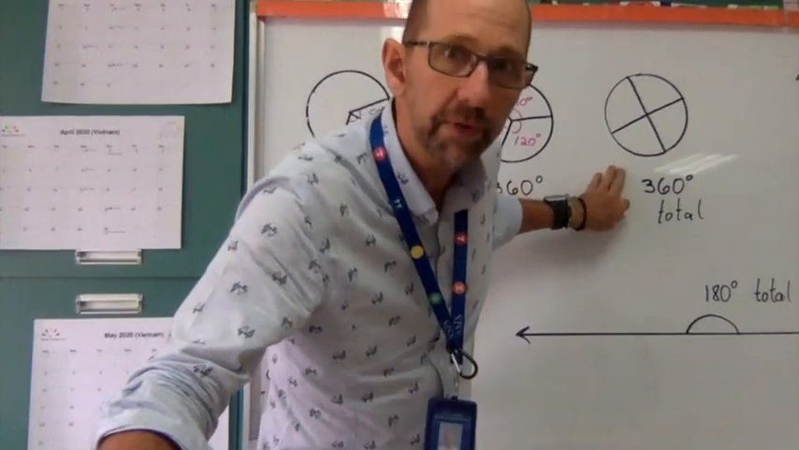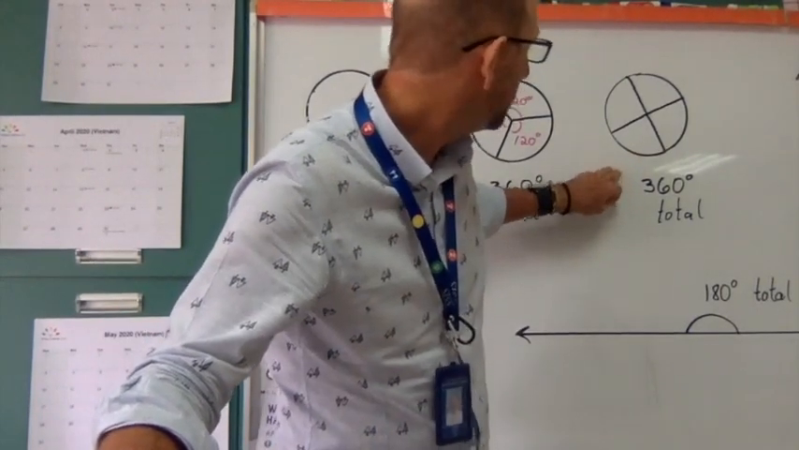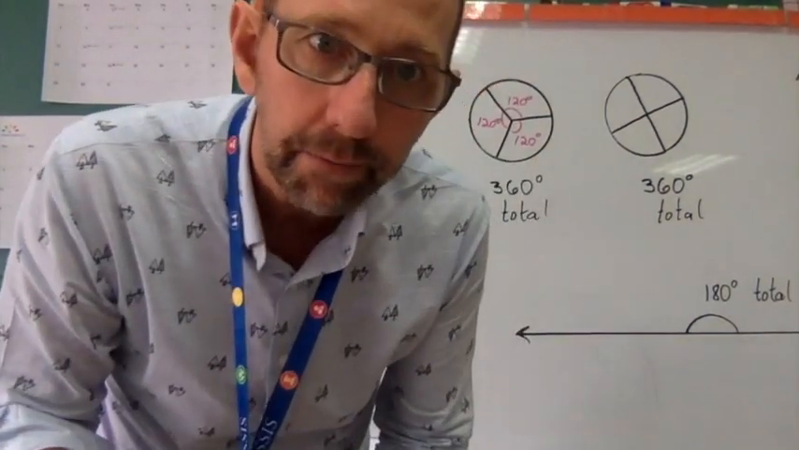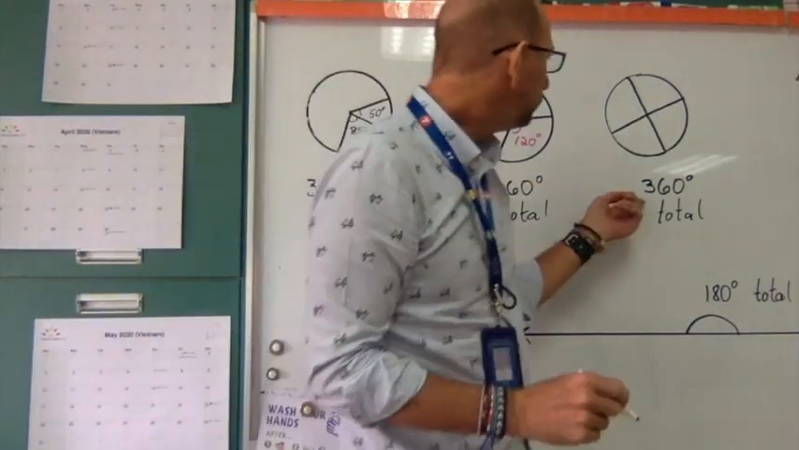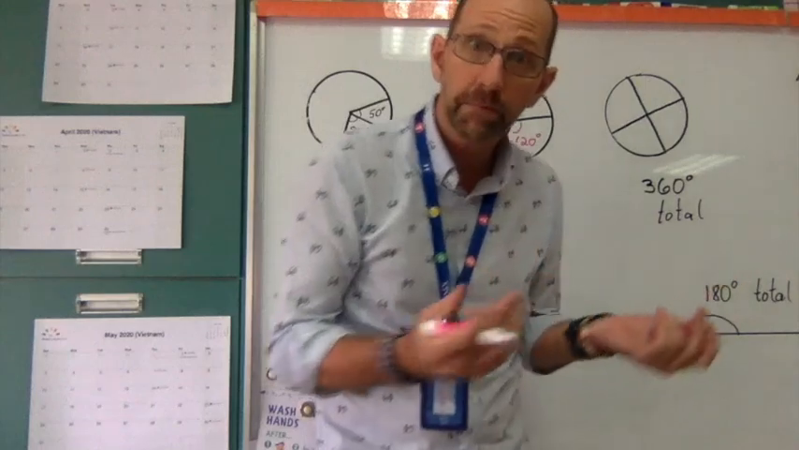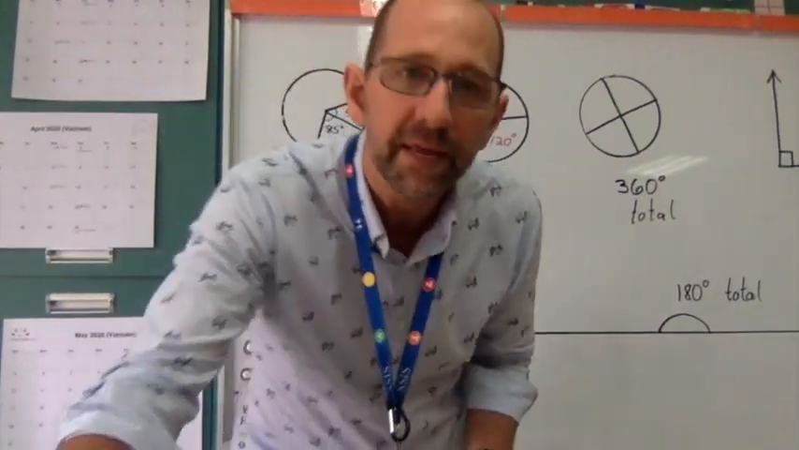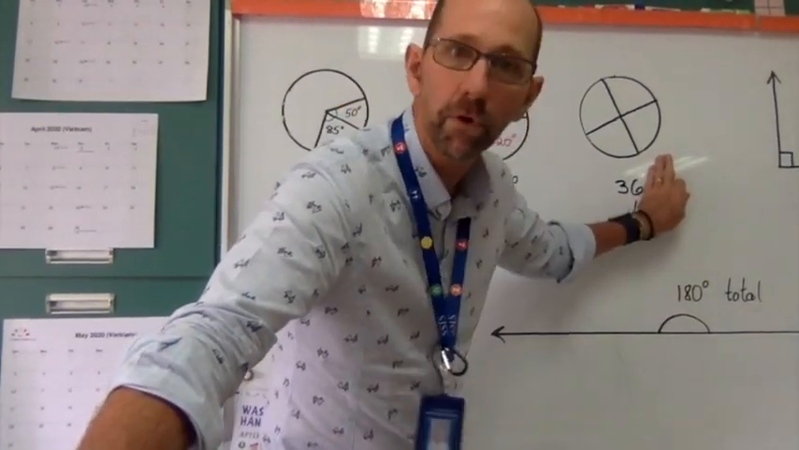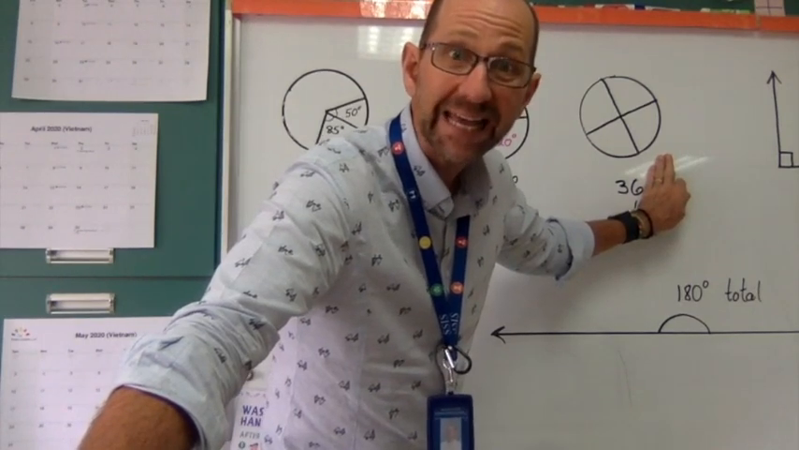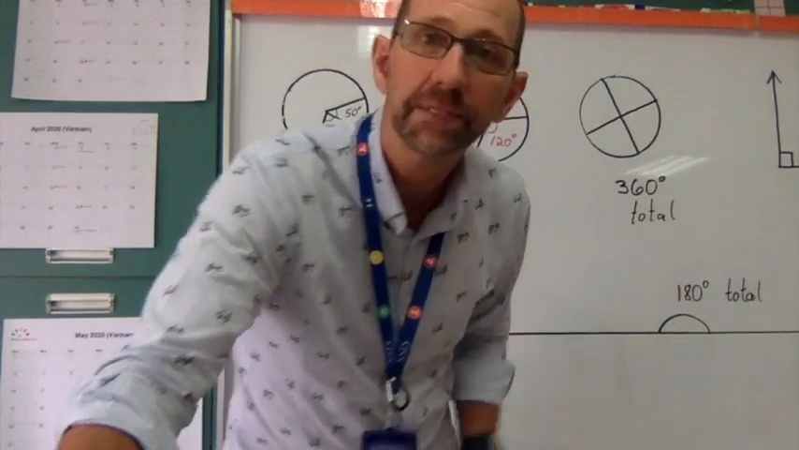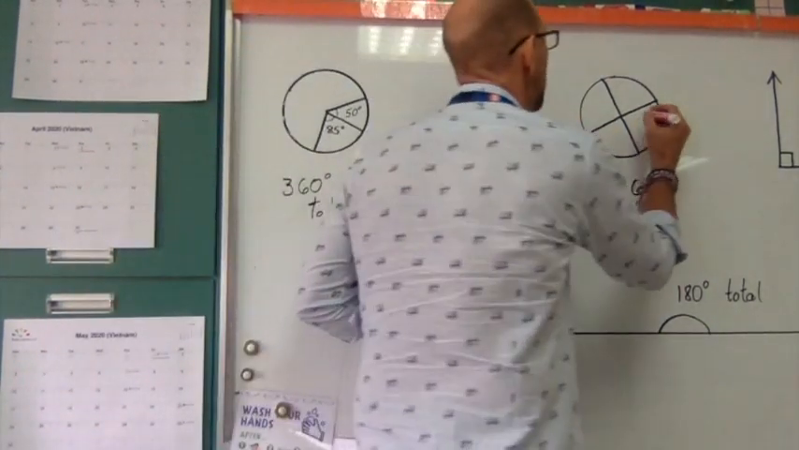Let's take a look at this one over here. This one is divided into fourths. Okay, so we're going to figure it out without using a protractor. Well, 360 divided by 4, or I'm going to think of it as 36 divided by 4 and add the 0 in later. 36 divided by 4 is 9. Put the other 0 on, now it's 90. So I know that each of these are 90 degrees.